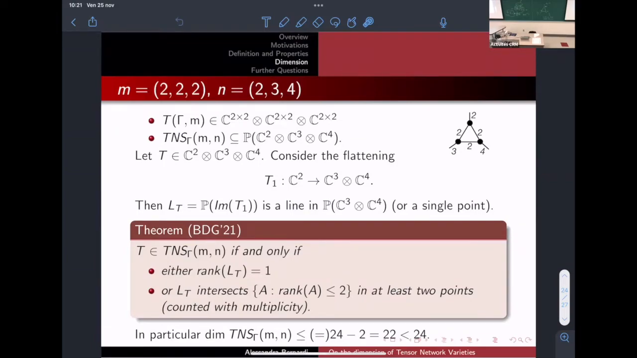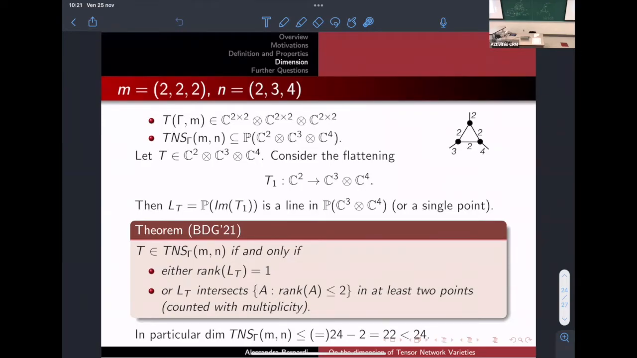Good. Now you may see that if instead of picking any tensor, you pick a tensor in the tensor network variety, what happens to this flattening is that either the rank is 1, so you get a point, or you get a line, but a specific line, a line that intersects the set of matrices of rank at most 2 in 2 points. So it's not any line.